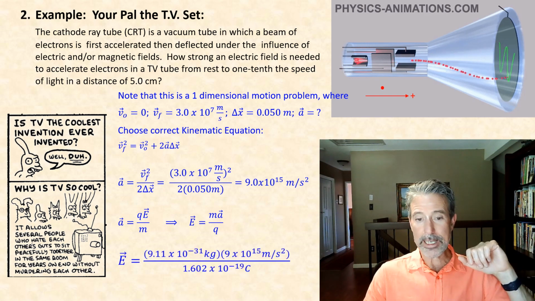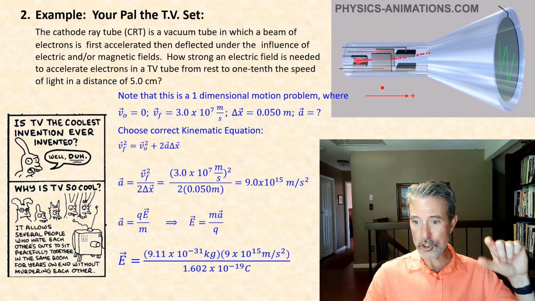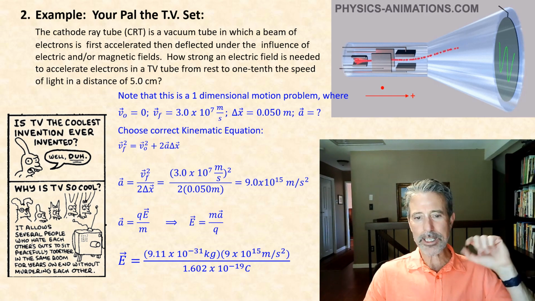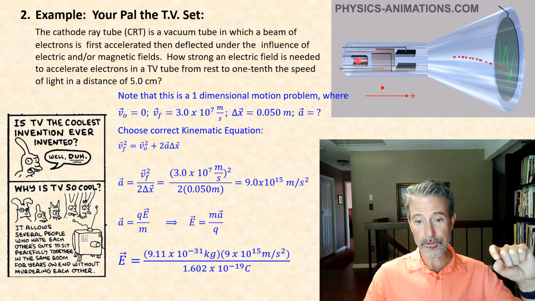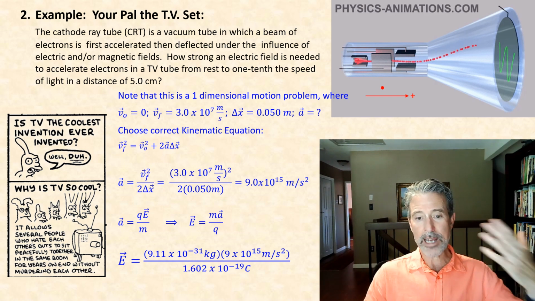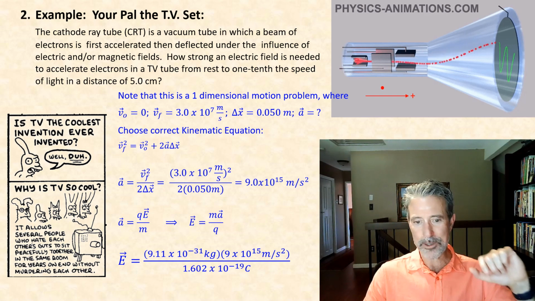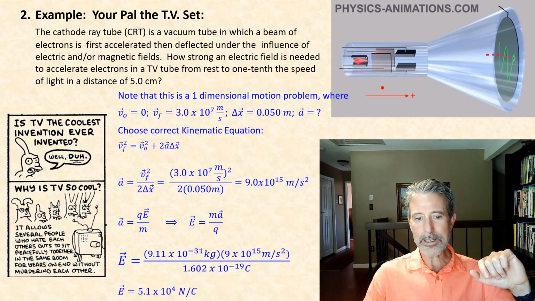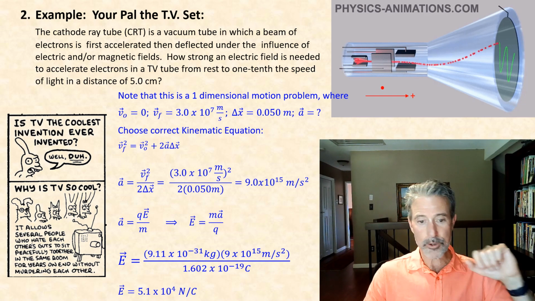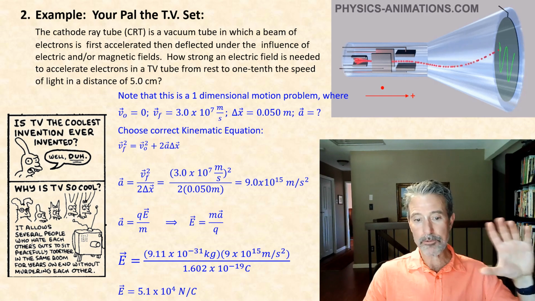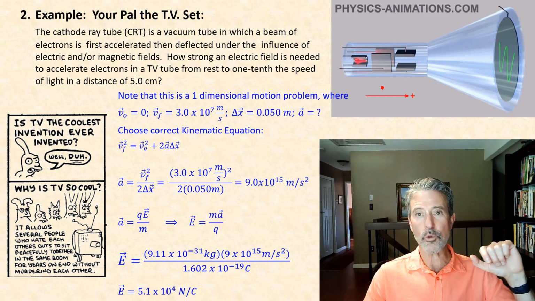When we plug in the numbers here, the mass of the electron, which if you don't know it, learn it, is a very common charged particle used in these physics problems. Plug in the mass of the electron, the acceleration of the electron, which we found, and of course the charge of the electron, again a fundamental constant that you're going to need to know in this course. When we do the number crunching, we come up with an electric field strength of 5.1 times 10 to the 4th newtons per coulomb, about 51 kilonewtons per coulomb.